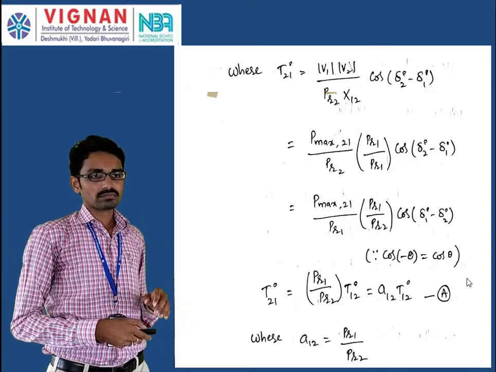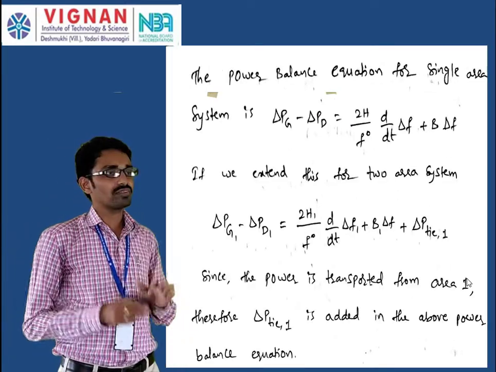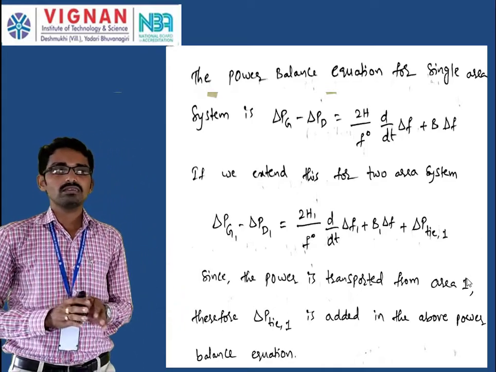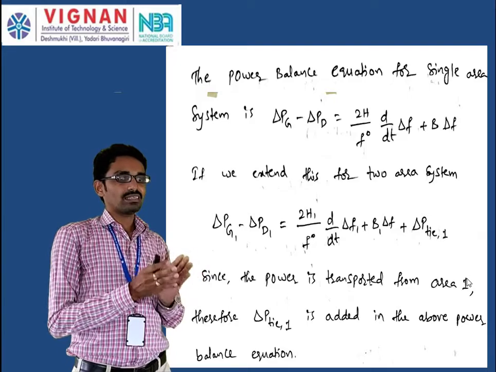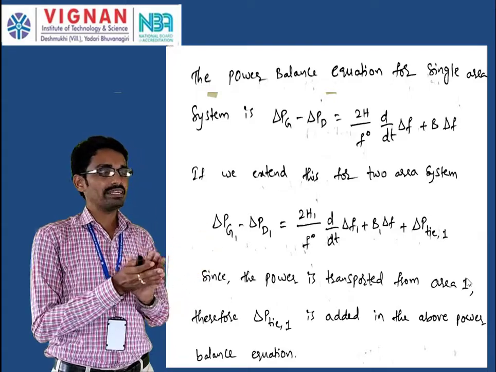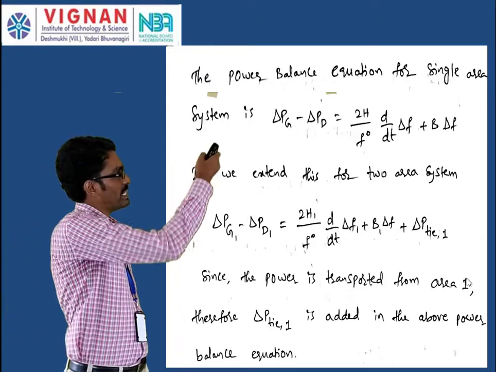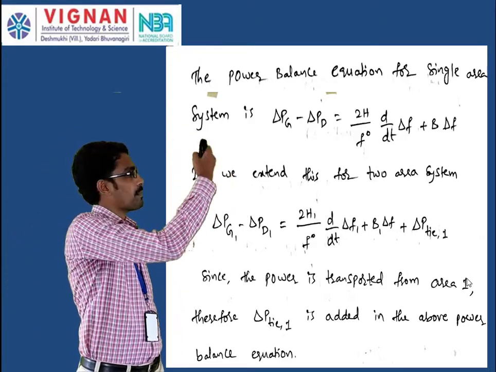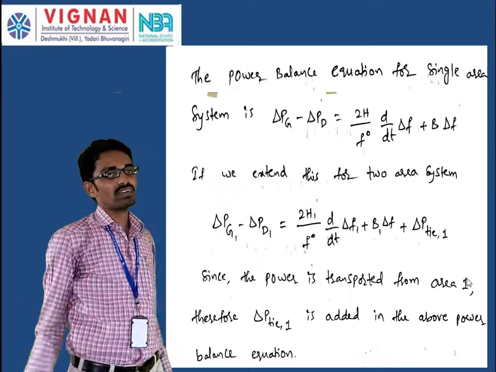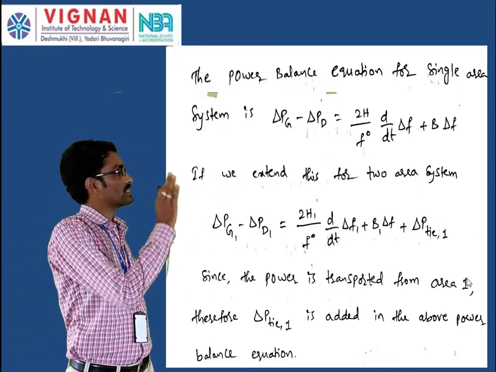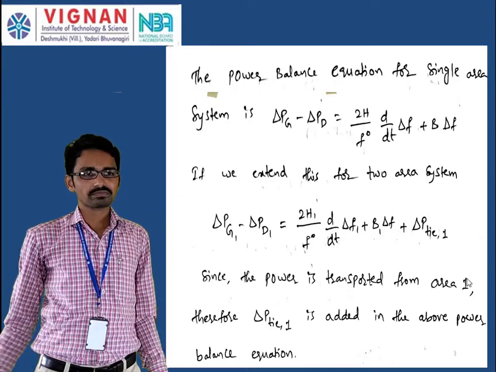Then we have the power balance equation. If you come to the power balance equation of a single area system, you have generated power minus demand, that is delta Pg minus delta Pd, which is equal to 2H by F naught d by dt of delta F plus B into delta F. That is the power balance equation in the case of a single area system.